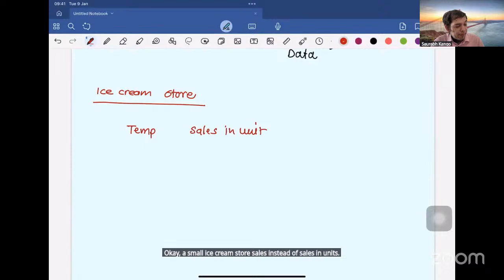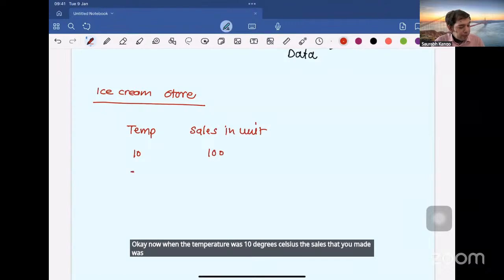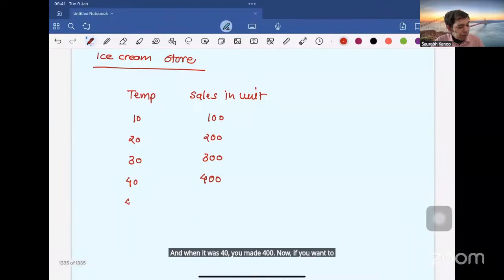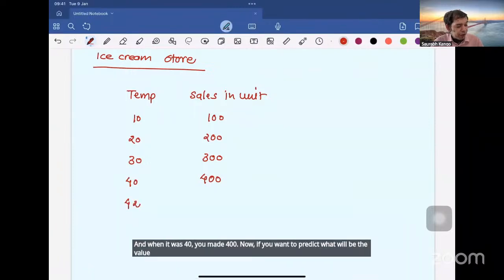Okay, now when the temperature was 10 degrees Celsius, the sales that you made was 100. When the temperature was 20, the sales that you made was 200. When the temperature reached 30, your sales was 300. And when it was 40, you made 400. Now, if you want to predict what will be the value when the temperature reaches 42, can you guess what will be this number?